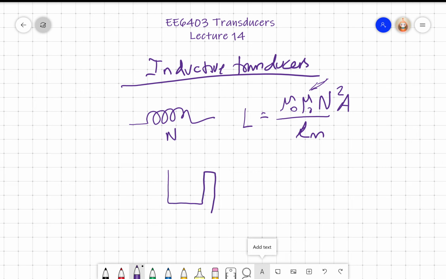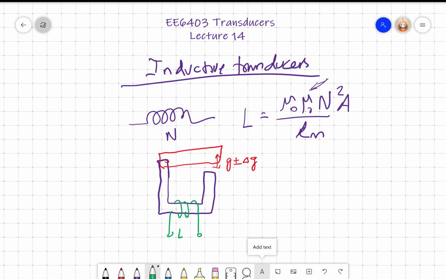So we have looked at this. I put a hinge here and I move this by G plus or minus delta G, and if I wind a coil, I call this as L. L would be some constant K into 1 minus or plus delta G by G plus or minus delta G by G, no, this will be always plus, delta G by G whole square, again minus or plus delta G by G whole cube, and dot dot dot.